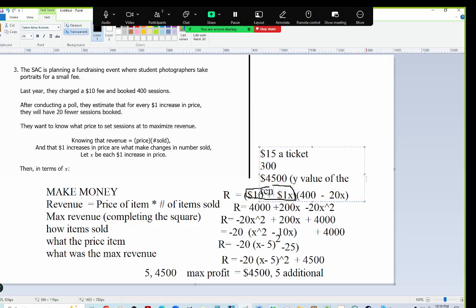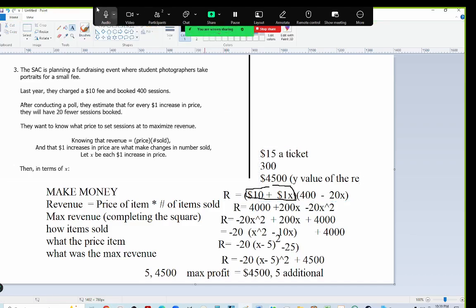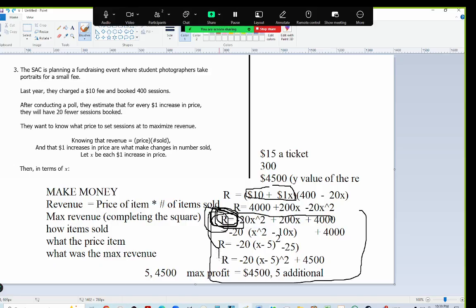The problem with this that confuses students is that once we're here, it's fine. But once we get into this, they get confused about what this graph is measuring. This y value has become the revenue. That's why I wrote the R over and over again. This is not the x and the y of these things anymore. It's the revenue, and the revenue is based on the new price times the new sessions.